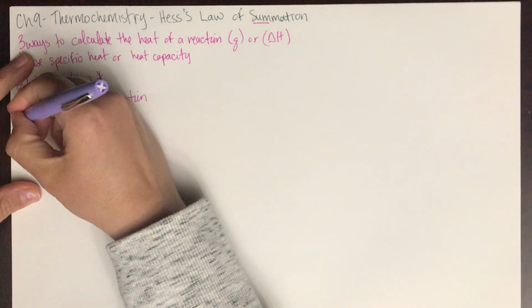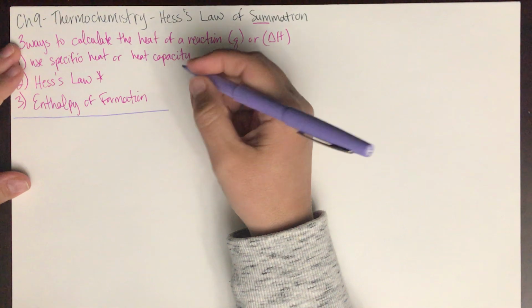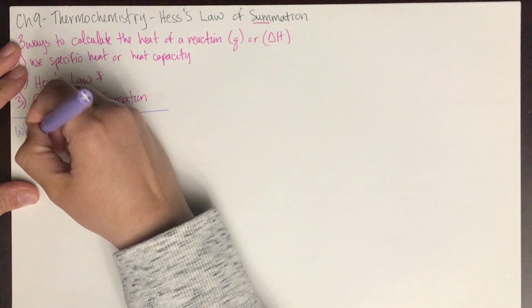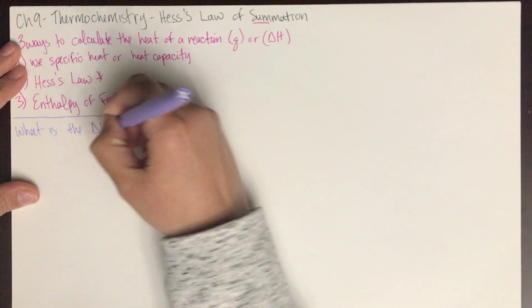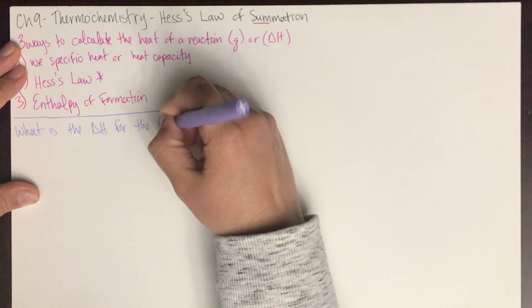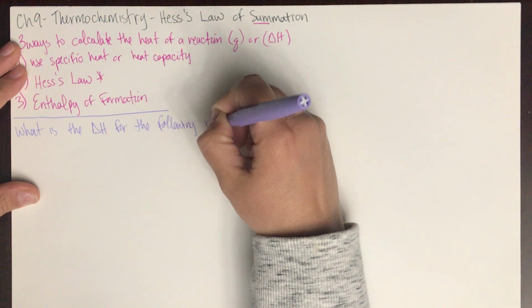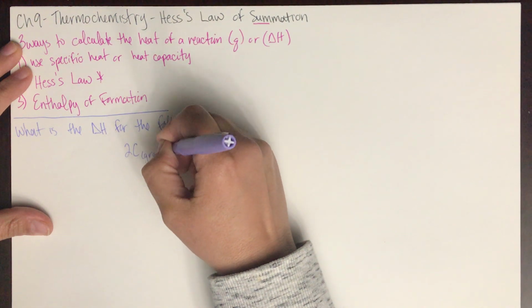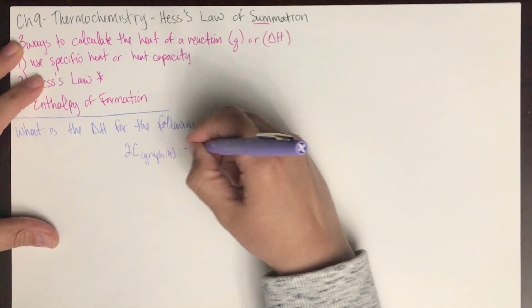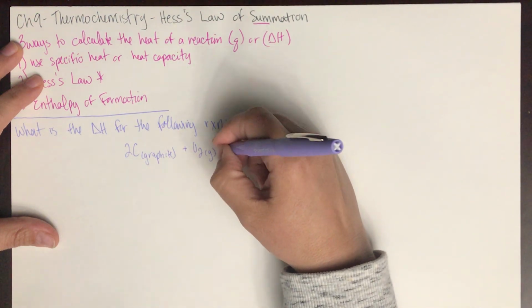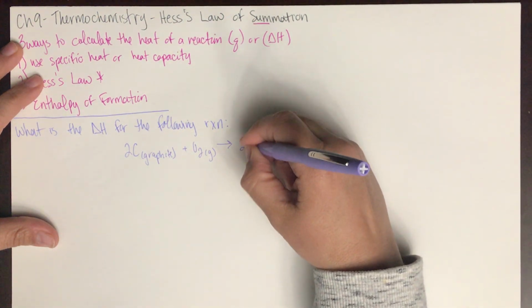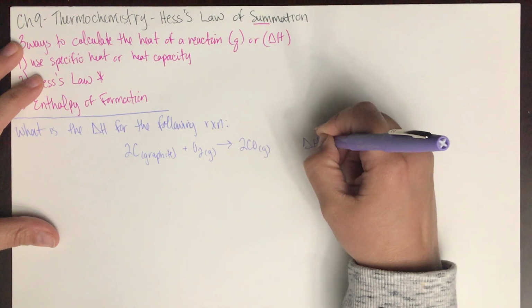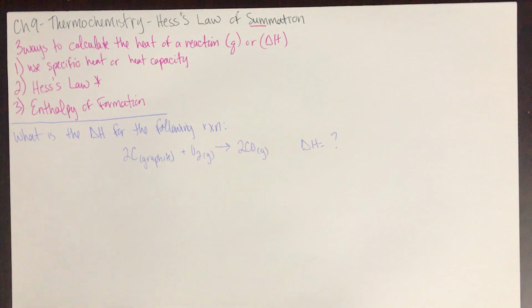So say we want to know what is the enthalpy change for this reaction. We have 2 moles of carbon, graphite, which is just a form of carbon, plus oxygen gas, and it produces 2 moles of carbon monoxide gas. We want to know what is the enthalpy change for this. Well, this reaction is difficult to measure. We can't measure this directly in a lab.